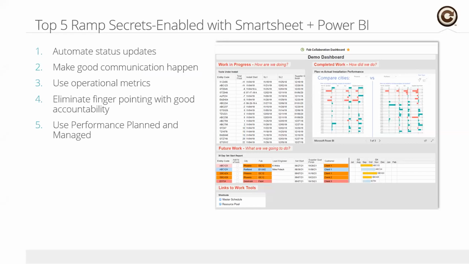You want to automate your status updates. You want to make good communication happen. Use operational metrics rather than financial metrics. That's really important. Establish good accountability, and that's going to eliminate finger pointing. And then use the approach of performance planned and performance managed.